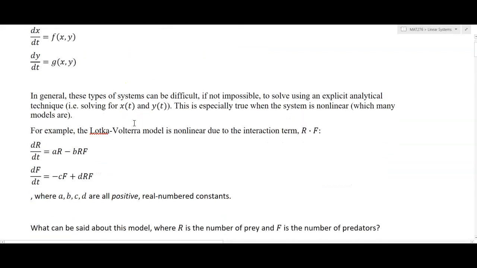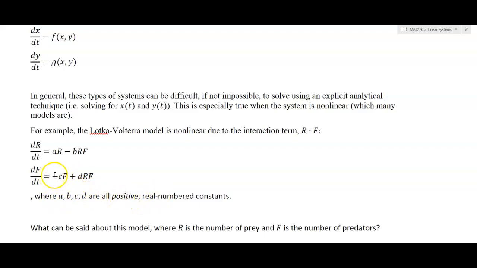So for example, the Lotka-Volterra model, which is used to model predator-prey relationships, is nonlinear due to the interaction term r times f. This is what Lotka and Volterra came up with, a model that seemed realistic, where r represents the prey and f represents the predator, think rabbits and foxes. dr/dt equals ar minus b times r times f. df/dt equals negative cf plus d times r times f, where a, b, c, d are all positive real numbered constants.